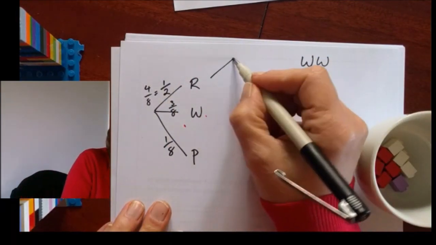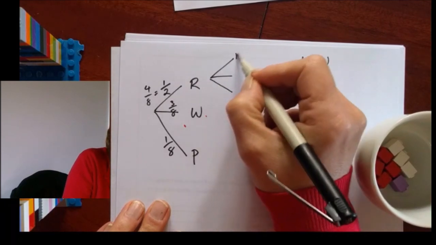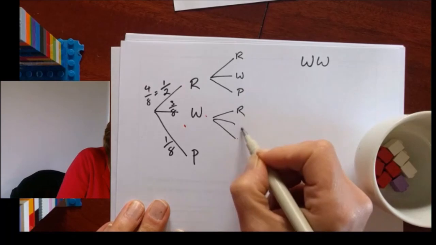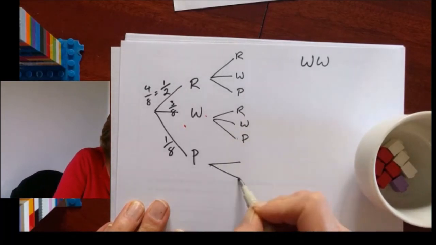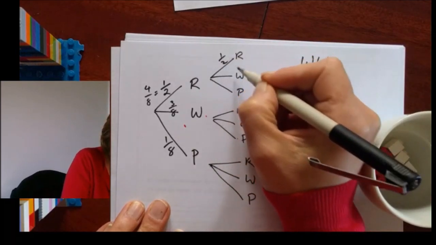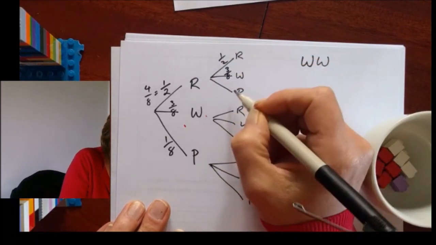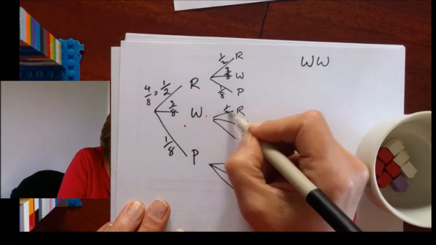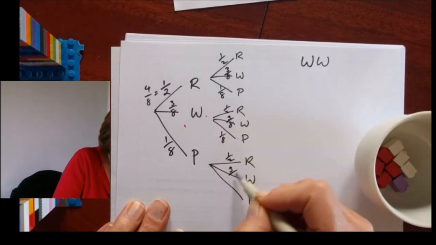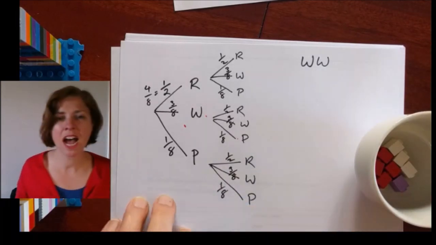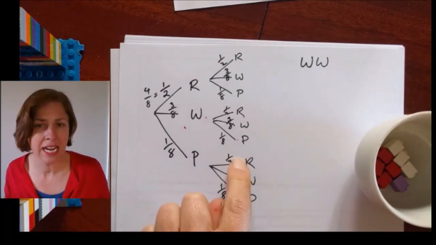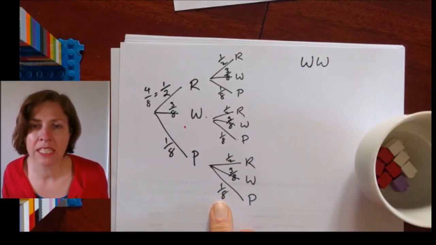So again, red, white, purple, with probabilities 1/2, 3/8, 1/8 on each set of branches. So if you're ever asked to draw the tree diagram, this is what it looks like. It's got all the branches that I need, and it's got all the probabilities filled in.